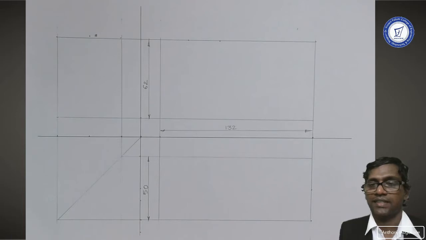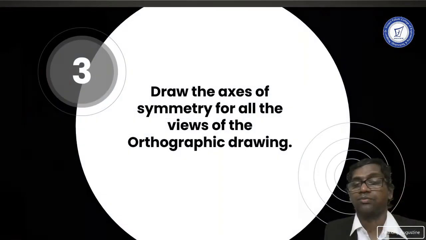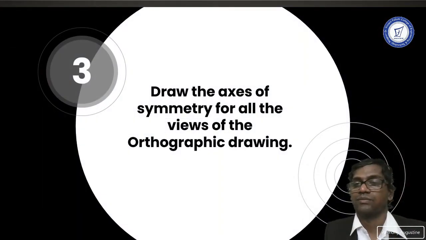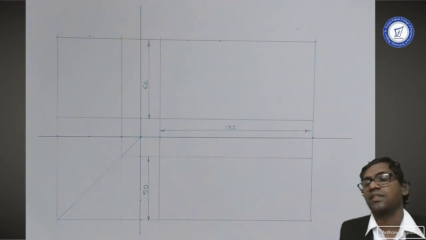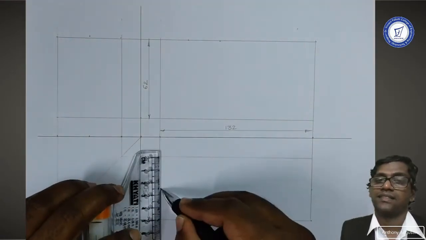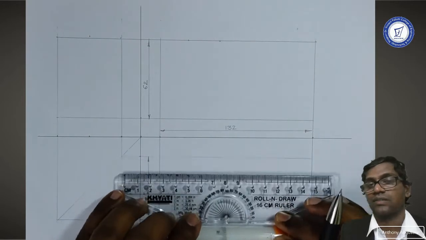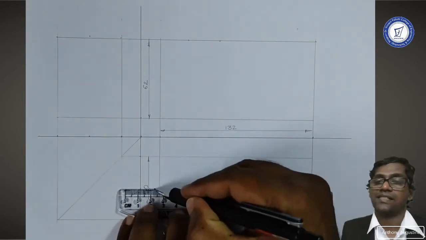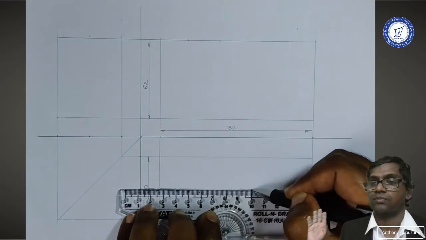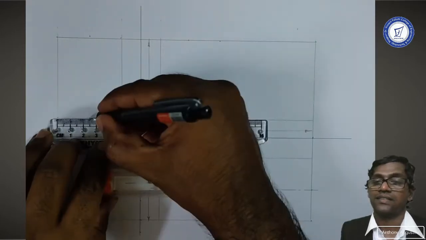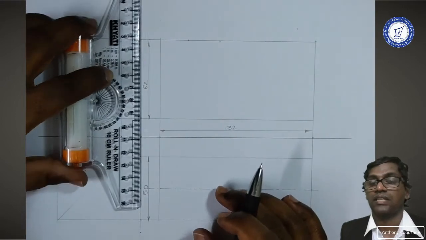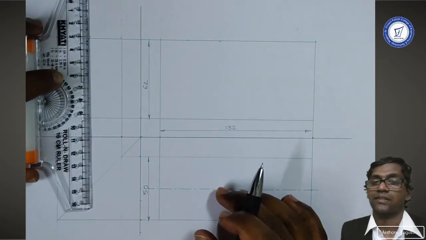So what should be the next step then? The next step would be to draw the axis of symmetry for the given views. Here only the top view and the right hand side view have symmetry. So I am going to draw the axis of symmetry for the top view passing exactly through the center, and through the right hand side view passing vertically exactly through the center of the layout.